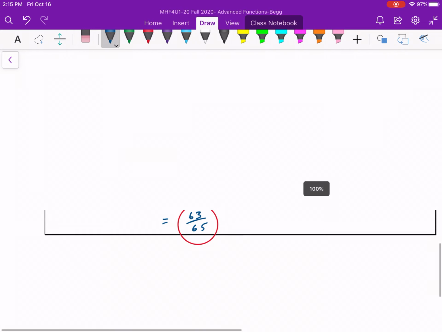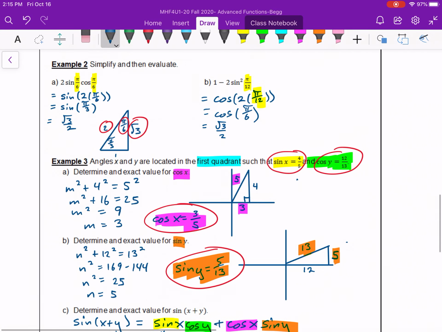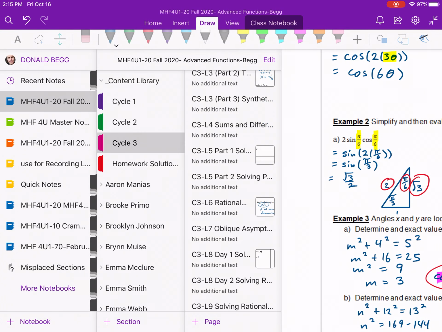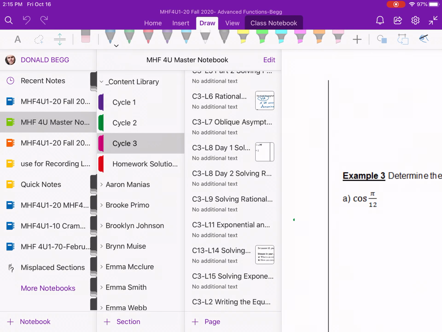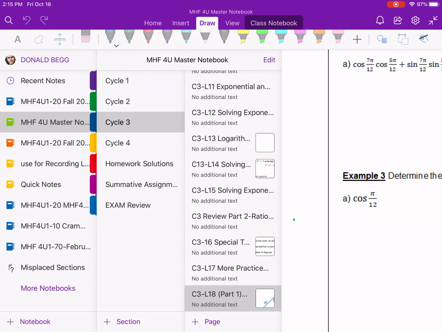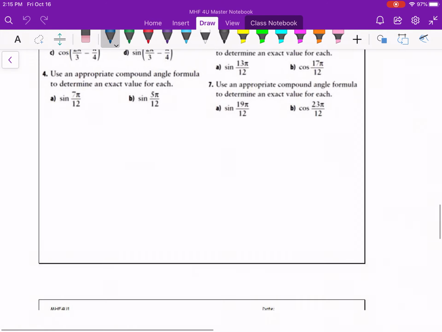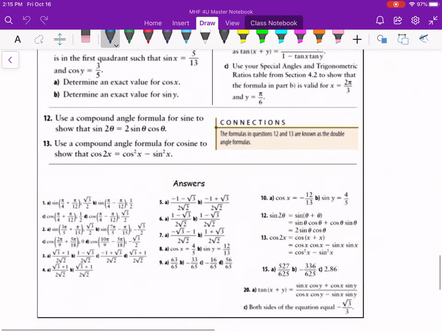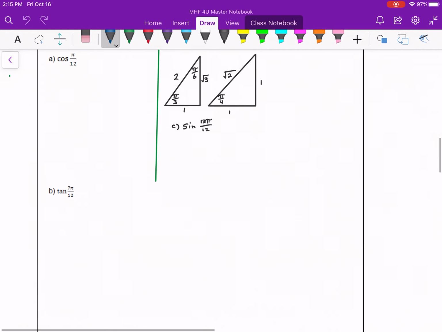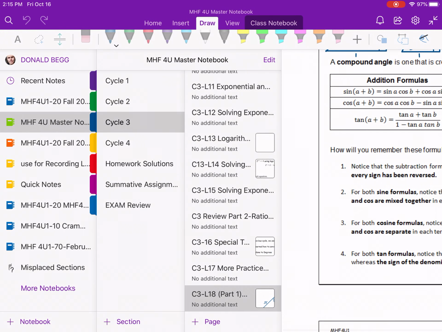Now, there's no questions at the bottom of this page. I believe that they're back on part 1. Just find that. So part 1, I think the double angle questions were also here on part 1. Yeah. So you have to go back to the previous lesson's notes in order to get the practice.